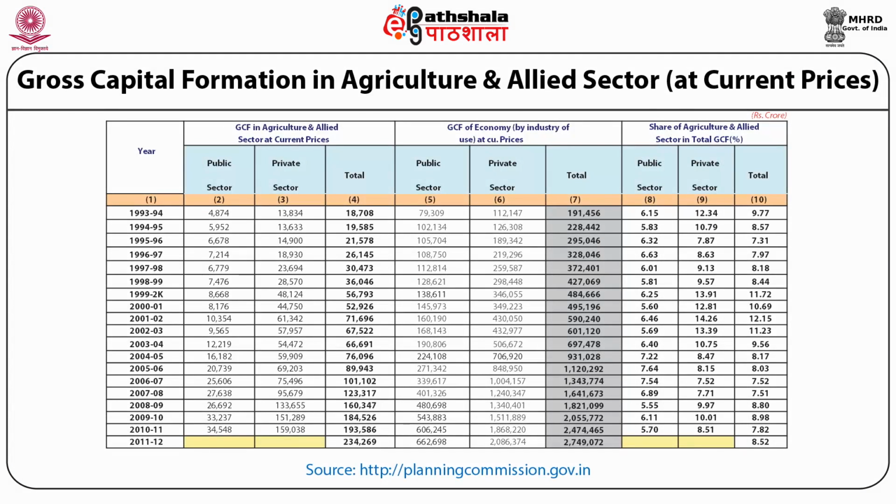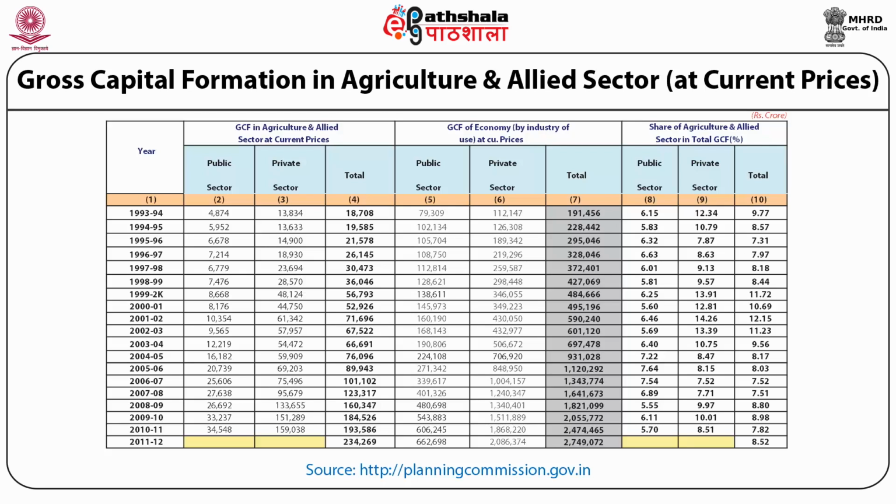This table relates to the gross capital formation in agriculture and allied sectors. Now, the data given in this table ranges from 1993-94 up to 2011-2012, and three different columns have been taken in this. First is the gross capital formation in public sector, private sector, and the total.